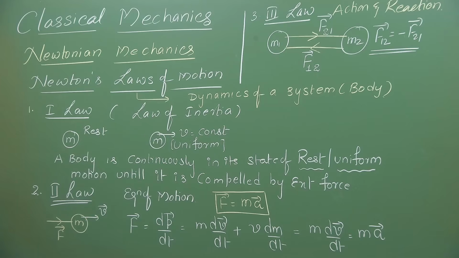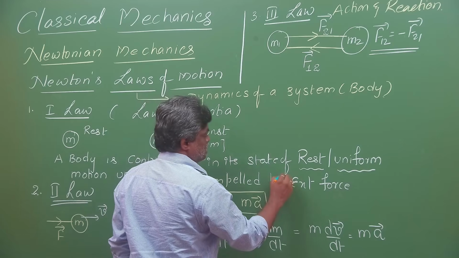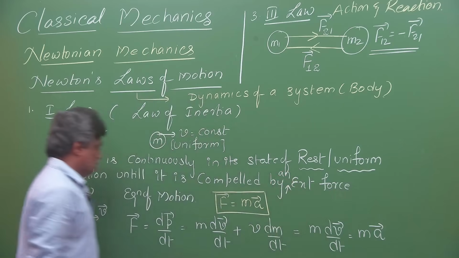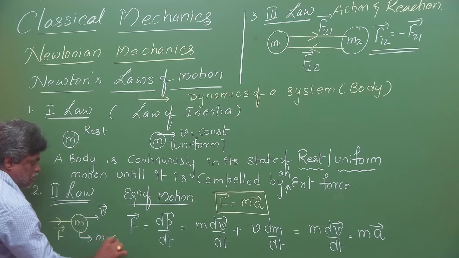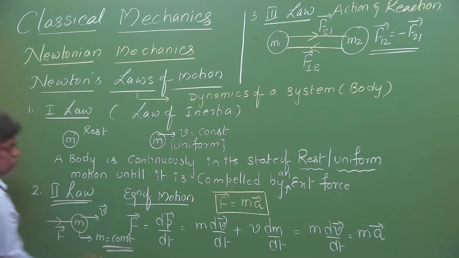A body continues in its state of rest or of uniform motion until it is compelled by an external force. And the second law is the equation of motion, F equal to ma, that is actually F equal to dp by dt, but m is a constant. And the third law is about the action and reaction pair. Both are not acting on the same body, it's two different bodies.